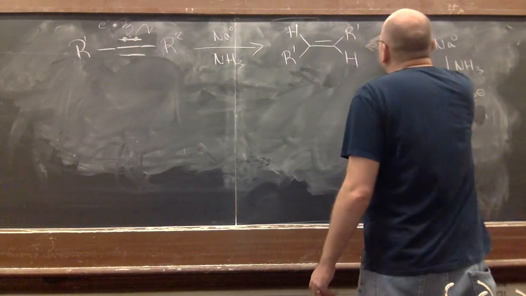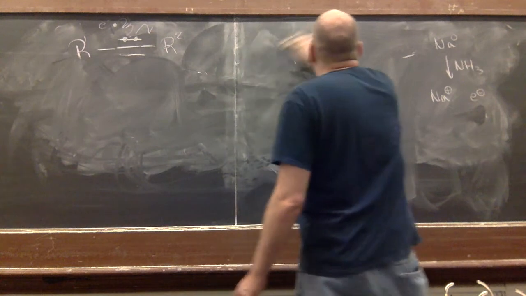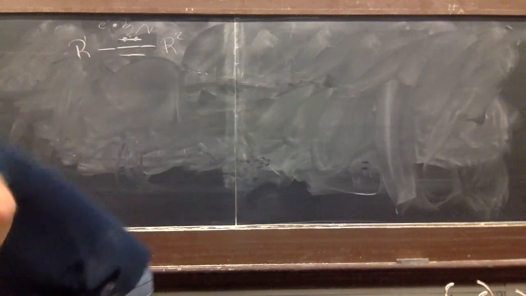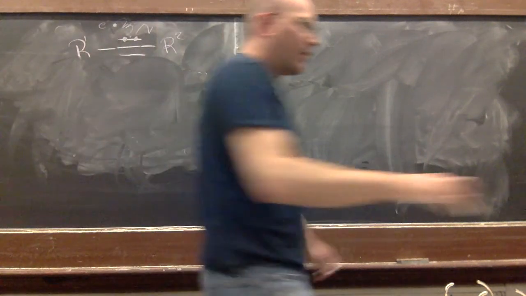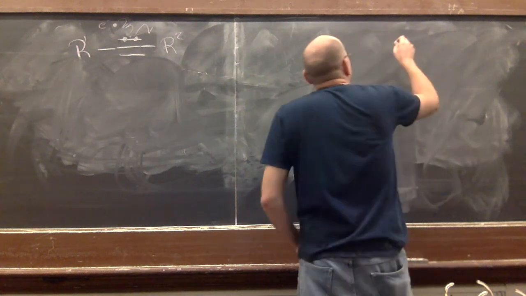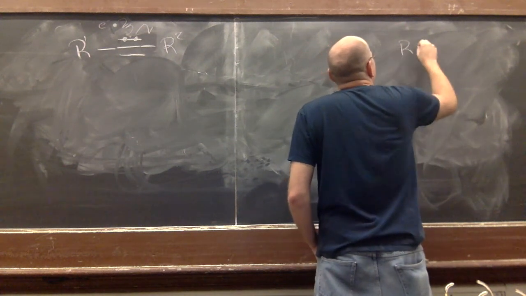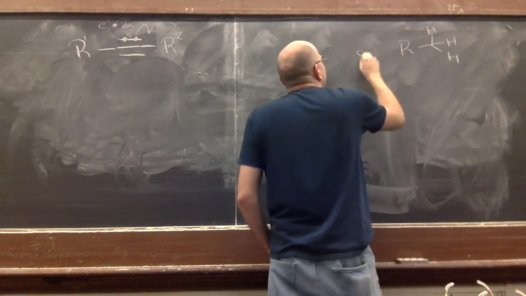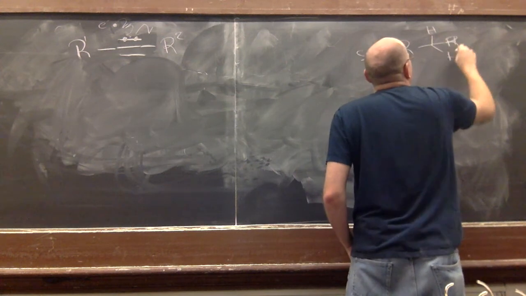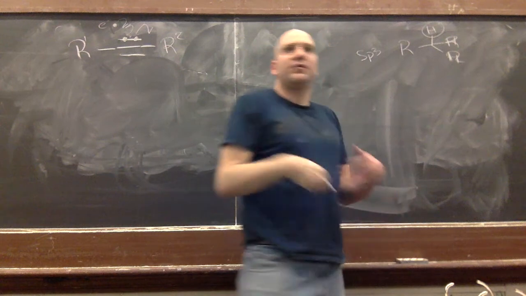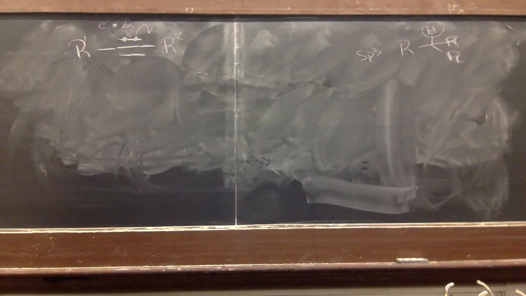But if you guys remember a while ago, I don't have these numbers off the top of my head, but I'll give you rough estimates. We basically saw that if you have sp3 hydrogens, R, sp3 hydrogens, that's not acidic at all, right? The pKa is in the 50s, right?